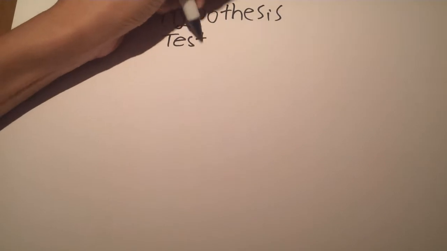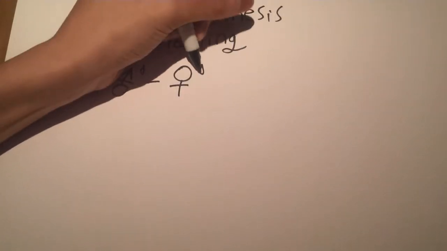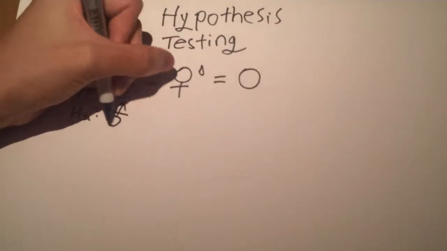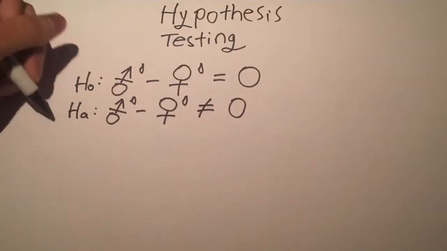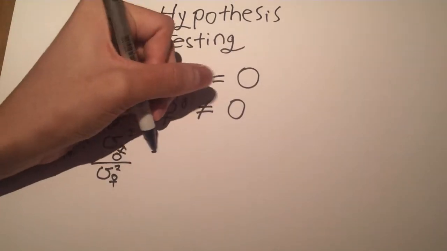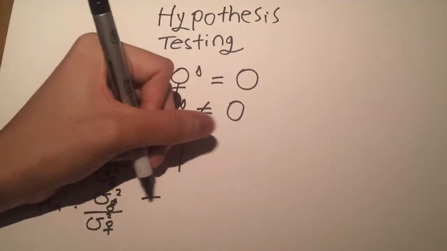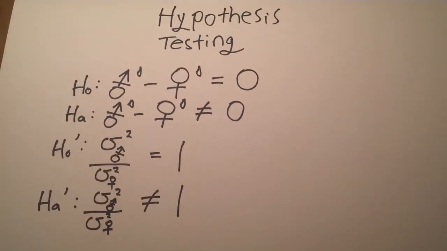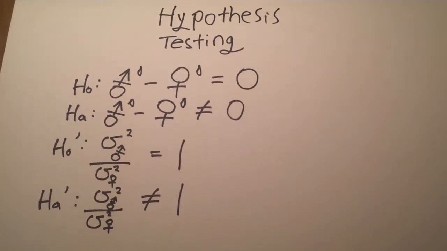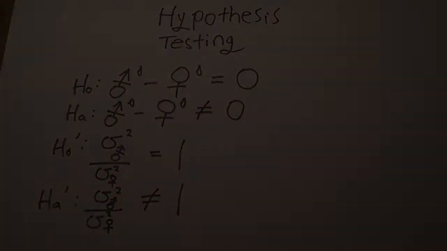Now we will proceed with hypothesis testing. Our null hypothesis is that there is no difference in the mean systolic and diastolic blood pressure of males and females. Our alternate hypothesis is that there is a difference in the mean systolic and diastolic blood pressure of males and females. Our null hypothesis prime is that the variance of male blood pressure and the variance of female blood pressure is the same. Our alternate hypothesis prime is that the variance of male blood pressure and the variance of female blood pressure is not the same.